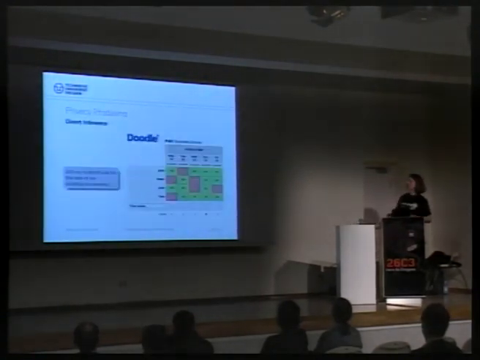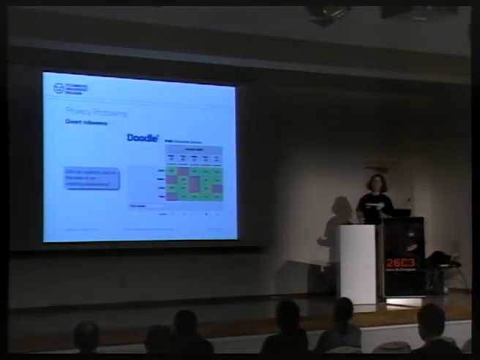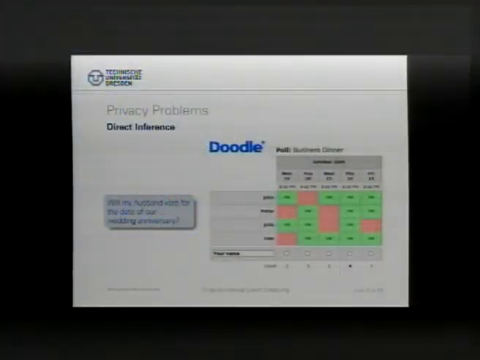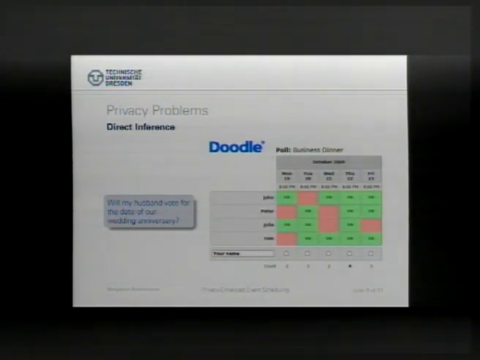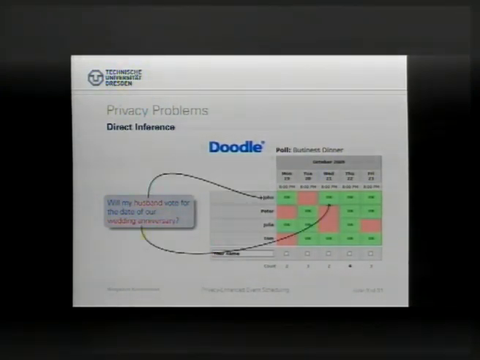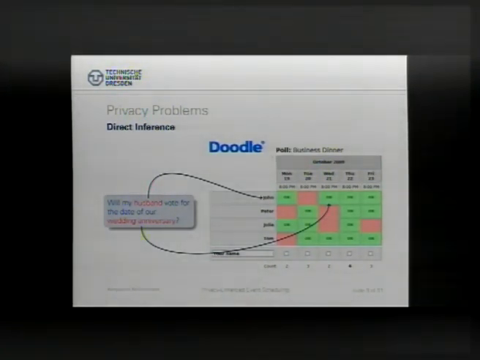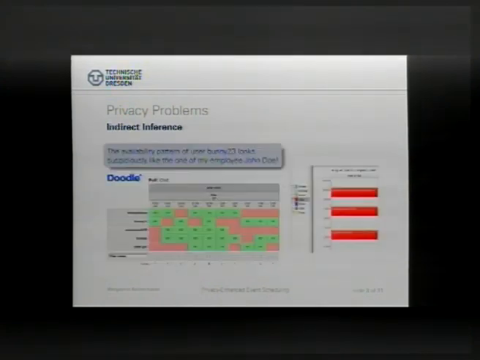The first one is the direct inference. This is what you can directly read out of such an availability pattern. For example, we have here the availability pattern of John, and John's wife may ask, will my husband vote for the date of our wedding anniversary? She can directly go into this Doodle poll and look, okay, here's the business dinner, and he prefers to go to the business dinner instead of doing something with me.